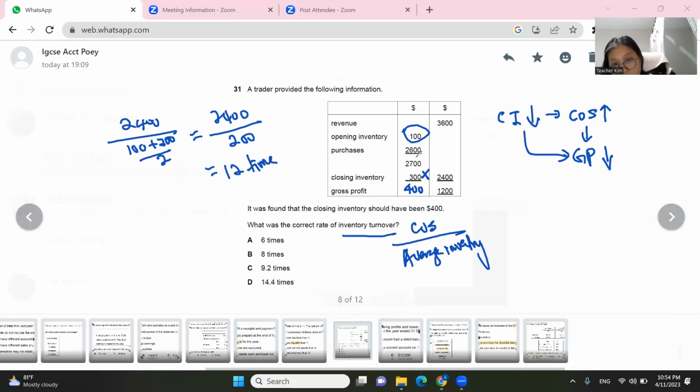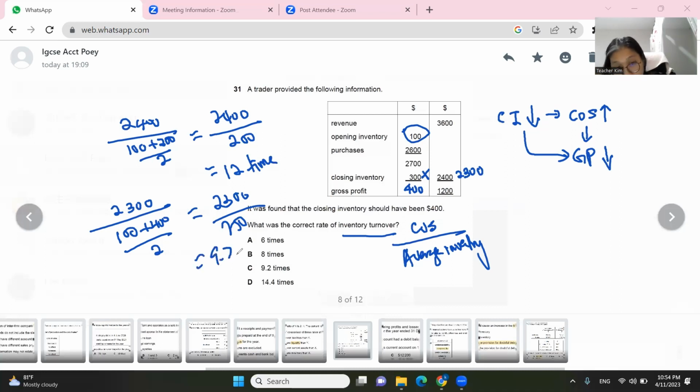Now if I change this one into 400, the cost of sales will reduce and become 2300. Okay. 2300 divided by the average of 100 plus 400 divided by 2. So we get 2300 divided by 500 divided by 2, which is 250. So 2300 divided by 250, we now get 9.2. So now this number has decreased. So what was the correct rate of inventory turnover? This is the amount it should be. Okay. And next is that.